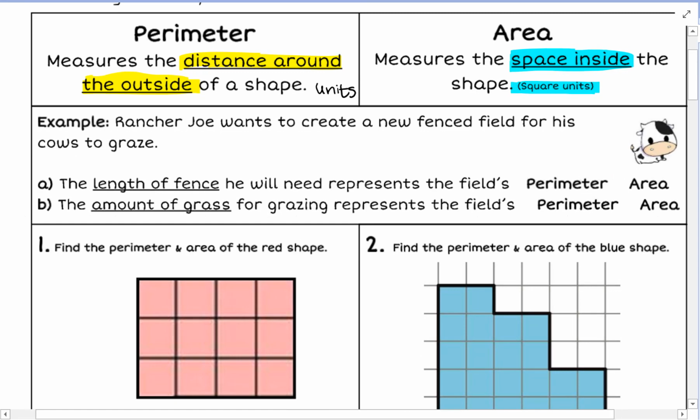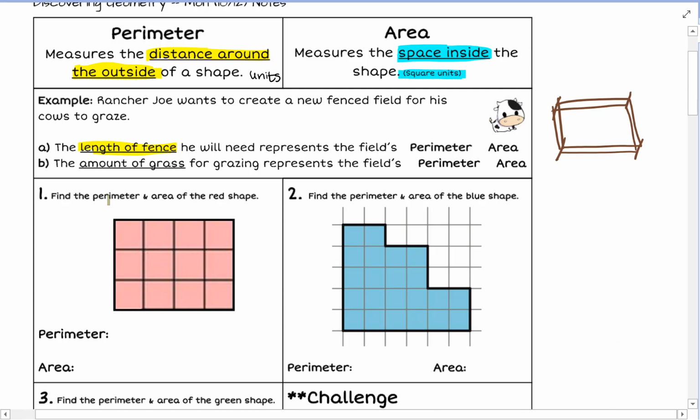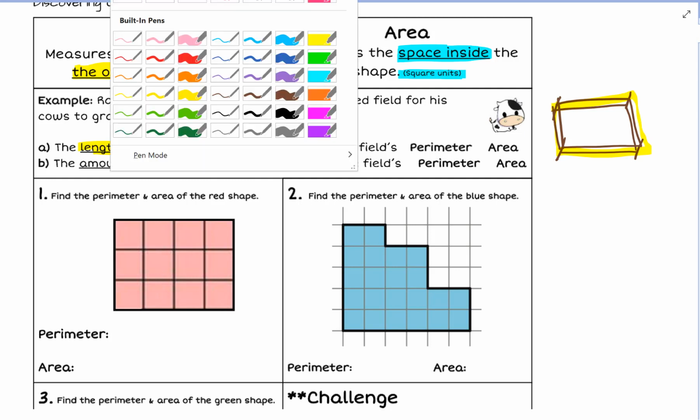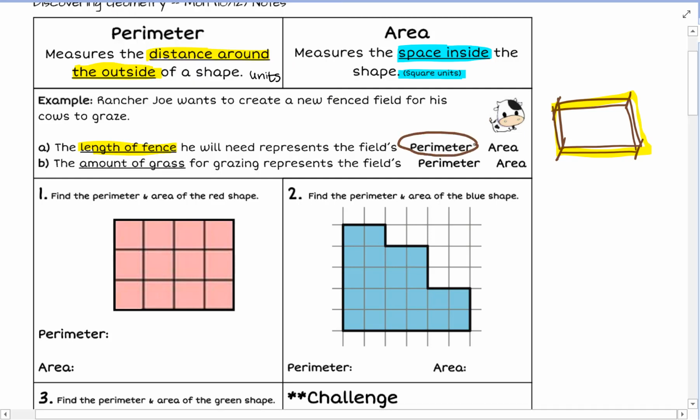Example, Rancher Joe wants to create a new fenced field for his cows to graze. The length of fence he will need represents the distance around the field, and the distance around the field is referred to as perimeter, distance around the outside. The amount of grass for the cows to graze represents the field's area. All the grass that is inside of our field is the space inside that is referred to as area. And that is in square units.